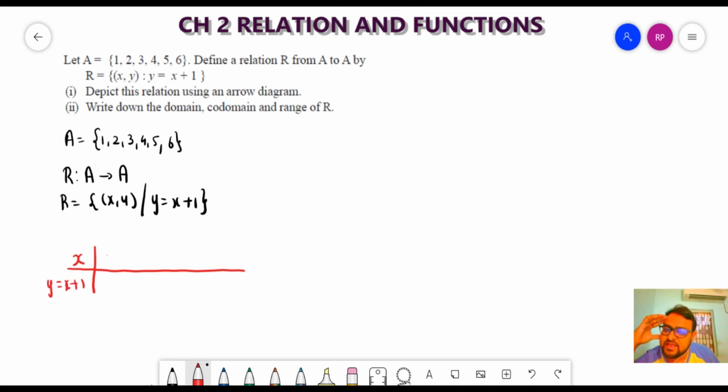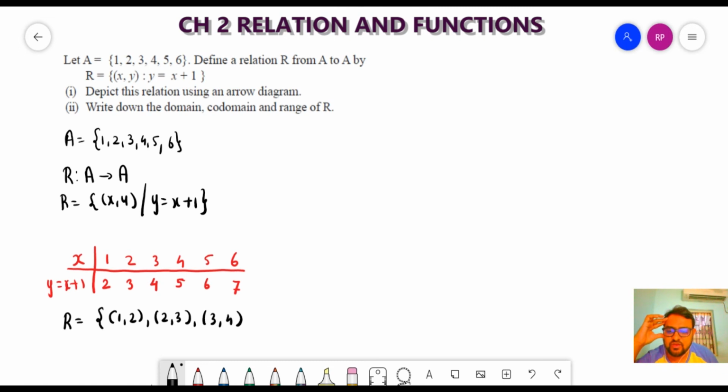Which values of x can I take? 1, 2, 3, 4, 5 and 6. What is the value of y? x plus 1. So 1 plus 1 is 2, 2 plus 1 is 3, similarly 4, 5, 6, 7. So what will be the relation? (1, 2), (2, 3), (3, 4), (4, 5), (5, 6) and (6, 7), right? So this will be the relation.